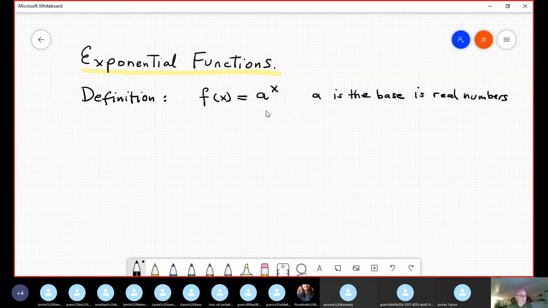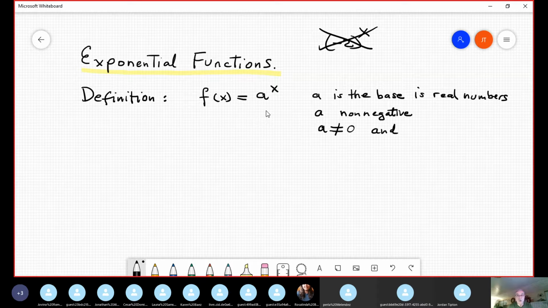But no negative. O sea, a is non-negative. Always the base is positive. For example, negative 2 raised to the x power is not an exponential function. And also, a is not 0 and not 1, because 0 and 1 are totally trivial. Because 0 raised to any number is 0 and 1 to any number is 1. So it's a stupid function, no?